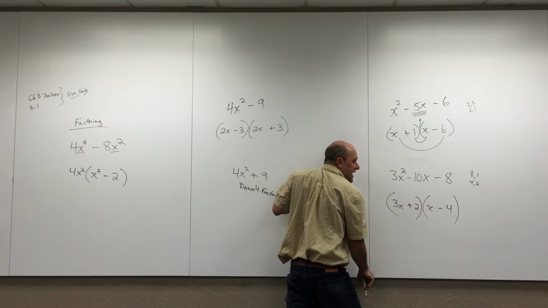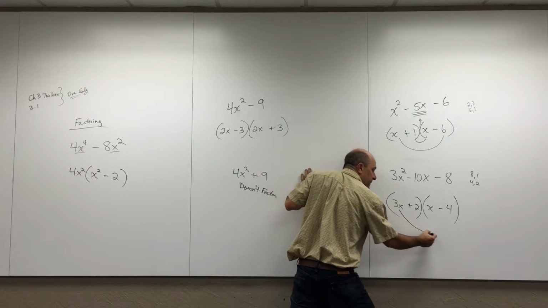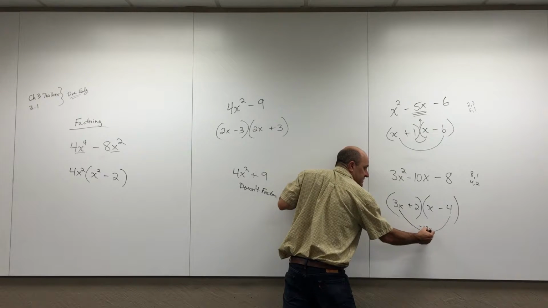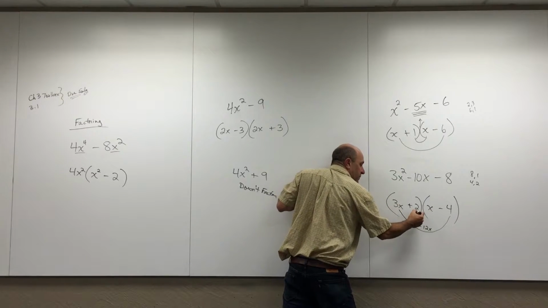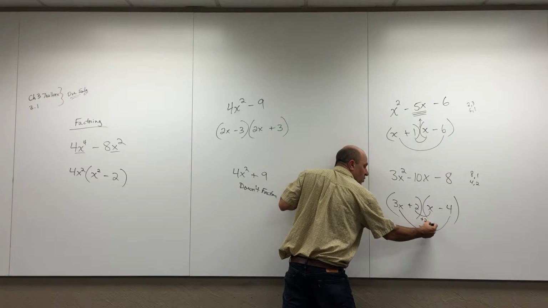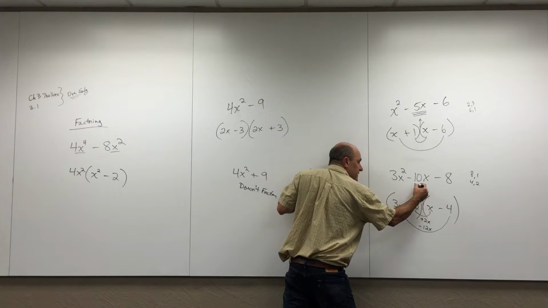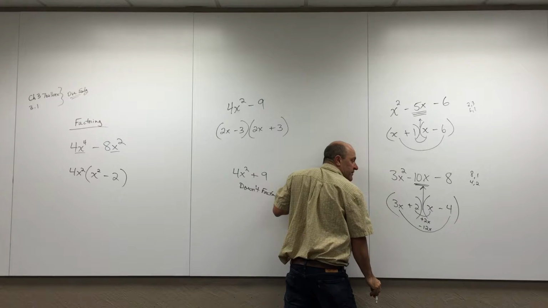Now, how did I figure that out? Because I saw a -12x. Y'all see that? -12x. And a +2x. What's a +2x and a -12x? -10x. We got it. We factored it.